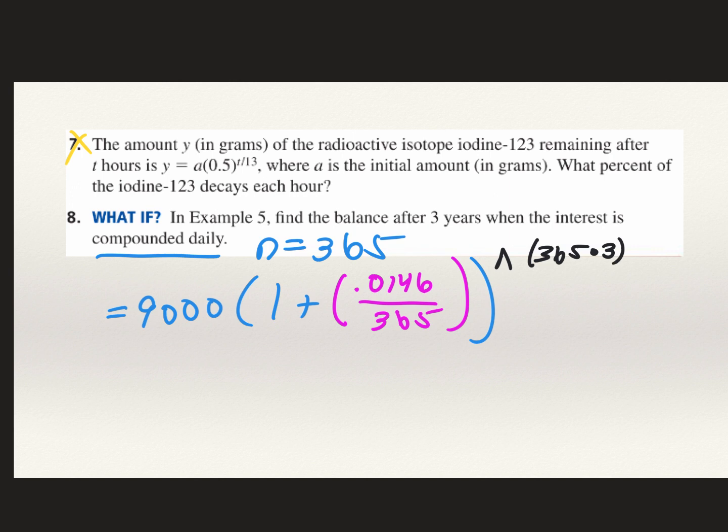I'm going to hit, do it with me, 9,000, parenthesis, 1 plus parenthesis, 0.0146 divided by 365, close your parenthesis, close it again, and then you hit that caret button. You're going to raise it. Now, some of you might have to put this in parentheses too. When in doubt, guys, put it in parentheses, but 365 times 3. That should be in your exponent. What'd you get?